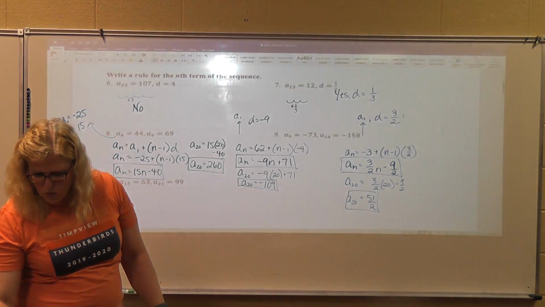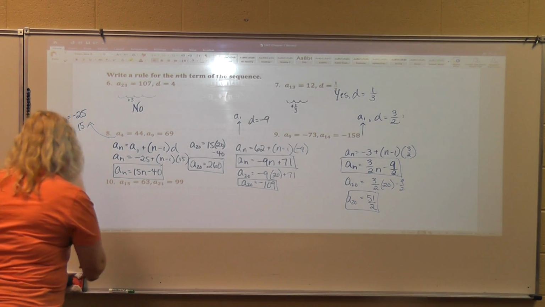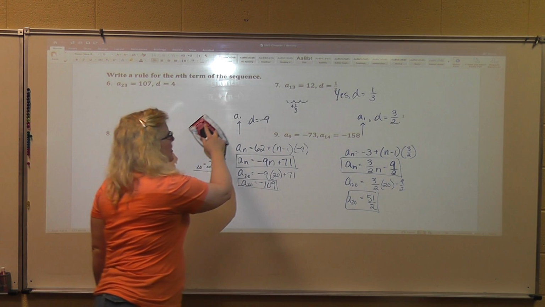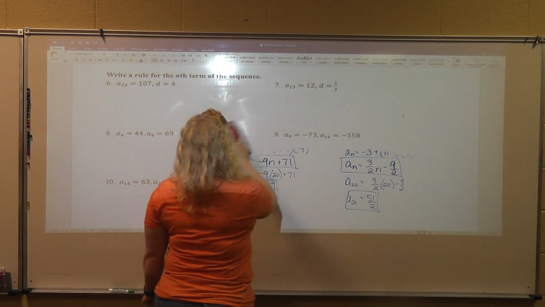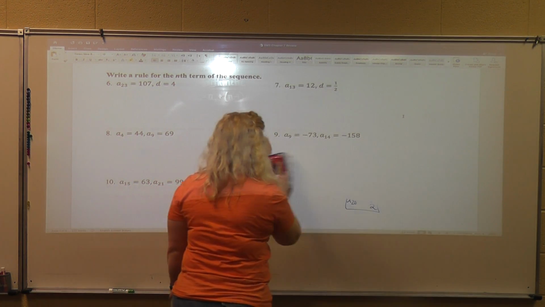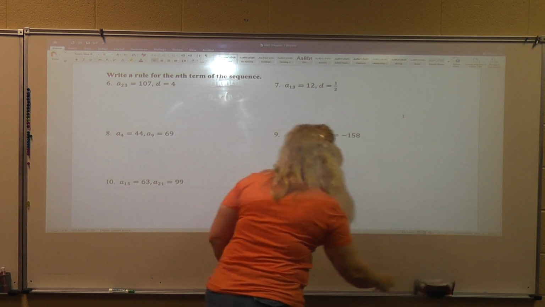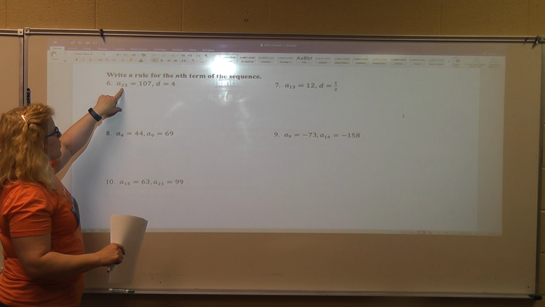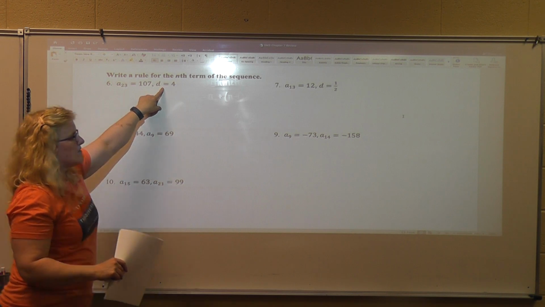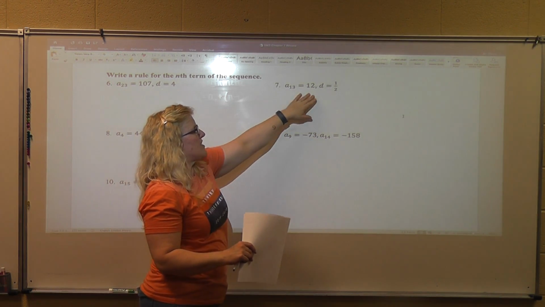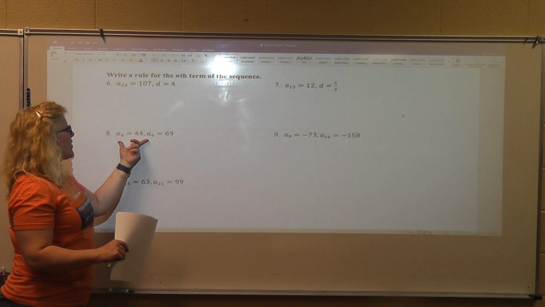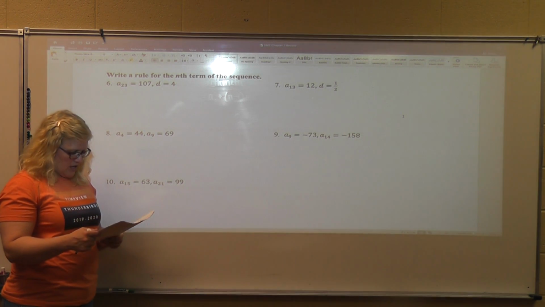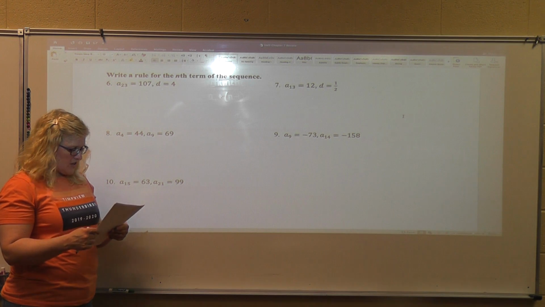Okay, write a rule for the nth term of the sequence. Now, I know that there's a lot of these, but if you notice, they're giving you different information, and I wanted you to practice. This one gives you a sub 23 and it gives you d. This one also gives you a term and d. And then we come down here where they just give you terms, and you have to figure that out. So, let's look at this first one.